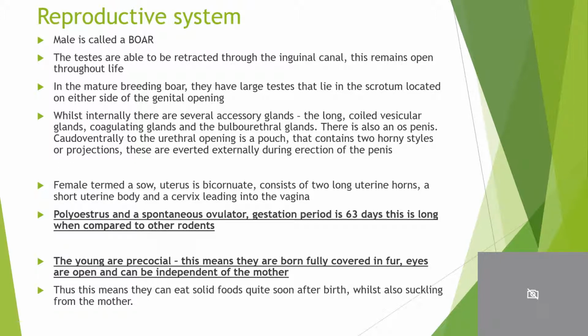Her uterus is bicornuate. It consists of 2 long uterine horns, a short uterine body, and a cervix leading into the vagina. They are polyestrous and a spontaneous ovulator, and their gestation period is 63 days. It's quite long when compared to other rodents. The young are precocial, and that means they are born fully covered in fur, their eyes are open, and they can be independent of the mother. Thus this means they can eat solid food quite soon after birth, whilst also suckling from the mother.